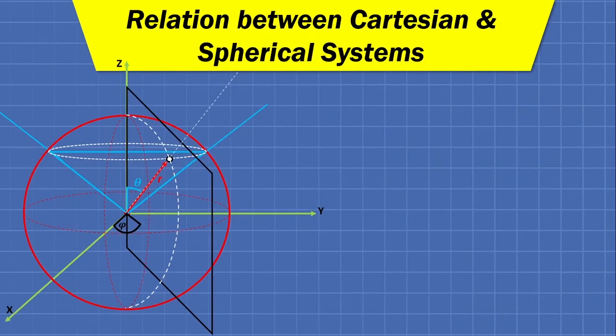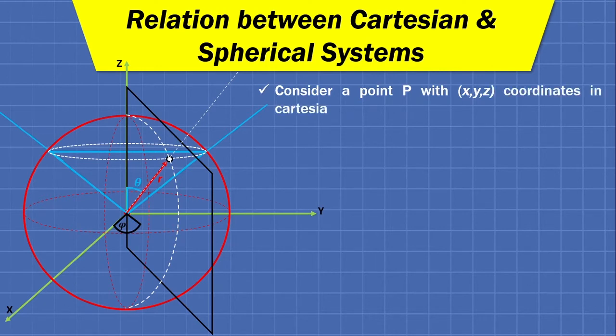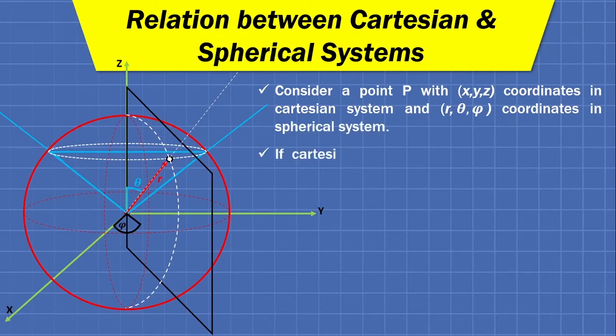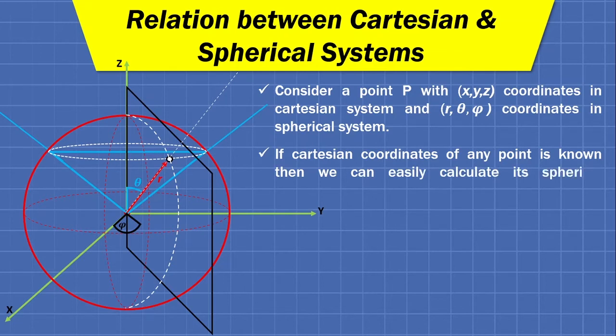Now let us understand the relationship between Cartesian and spherical system. Fine. So consider a point P x y z coordinates in Cartesian system, and the same point P can be represented by r theta phi coordinates in spherical system. If Cartesian coordinates of any point is known, then we can easily calculate its spherical coordinates and vice versa. Now let us learn how can we do that.